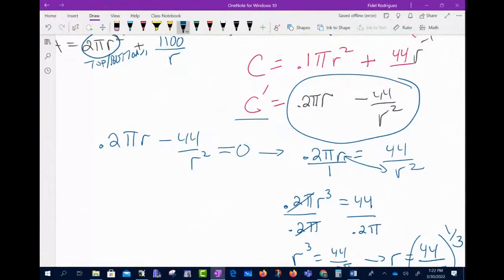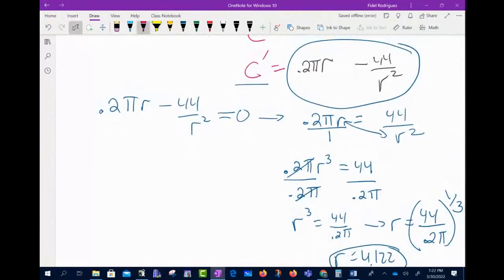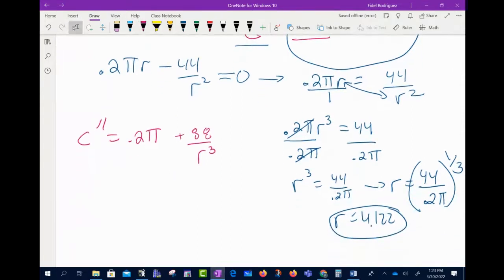To verify that this is actually going to be a minimum, what we could do is take the second derivative. If I took the derivative of this, that would just be a 0.2 pi. If I thought about this right here as an r to the negative 2, that would be a positive 88 over r to the third, right? That's what my second derivative would look like.